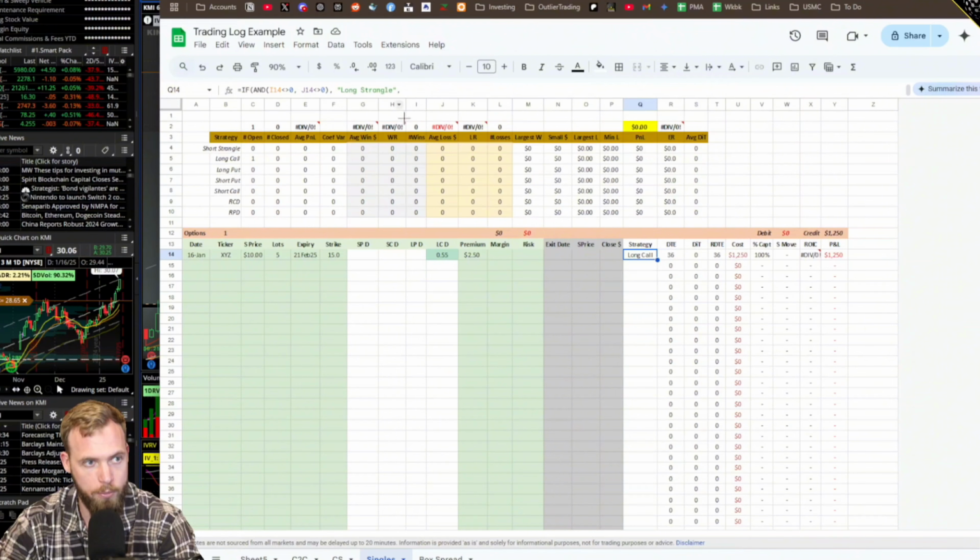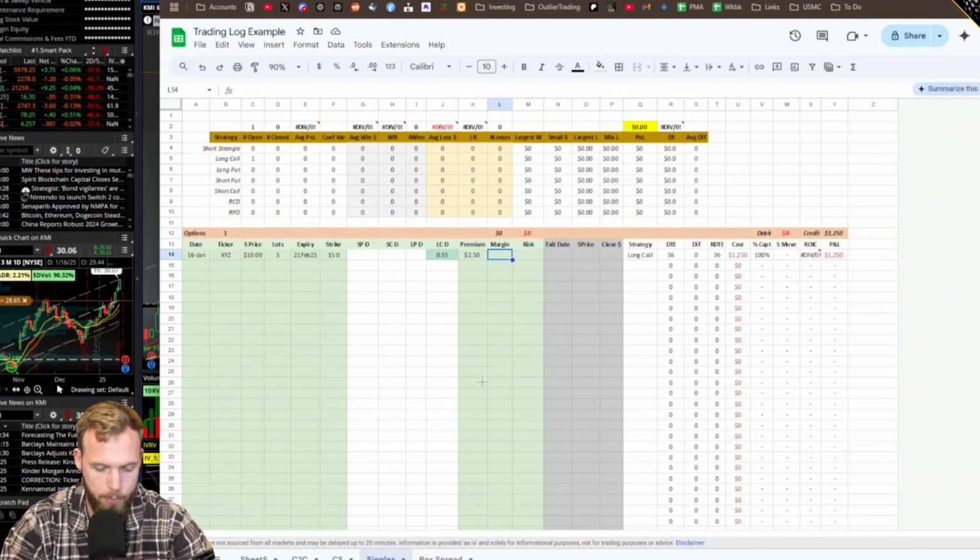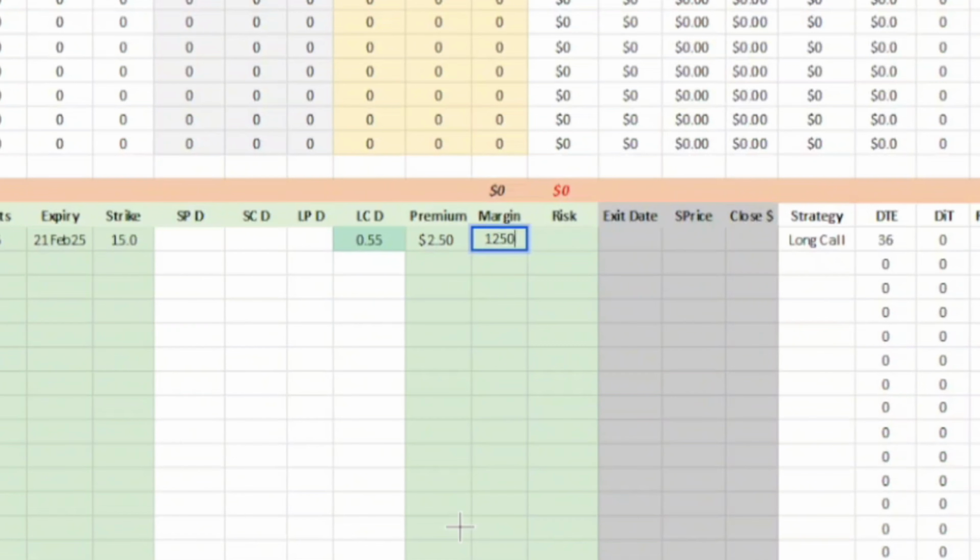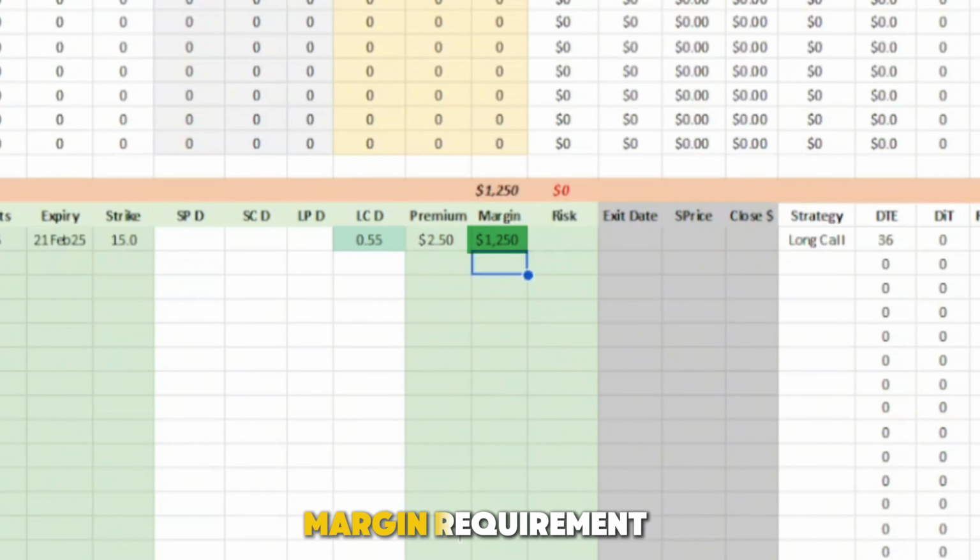This is just with a formula. So then what I do is I say, okay, what's the margin requirement for this trade? A lot of times I'll just use the total cost, right? Because when you're buying options, that's typically what it'll be. And then for short options, I'll use whatever the broker tells me the margin requirement is.